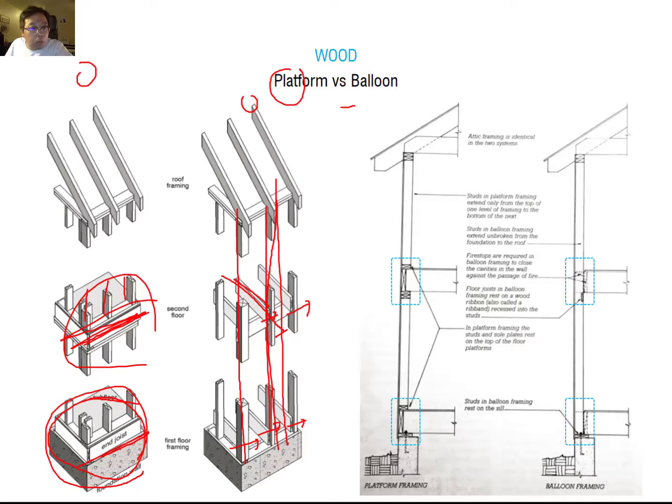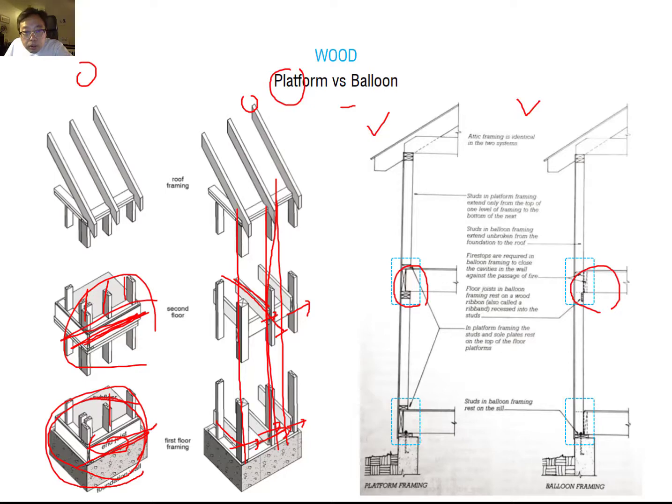The balloon has more continuous framing from the bottom to top. So the platform framing has the end joist, but the balloon framing doesn't have any end joist. The joist, which is for the floor, is simply nailed down to the vertical stud for the balloon, but in the platform framing, this vertical stud sits over this end joist and then the whole structural frame. Okay, so you can better understand on the section here. So just imagine the difference between these two.